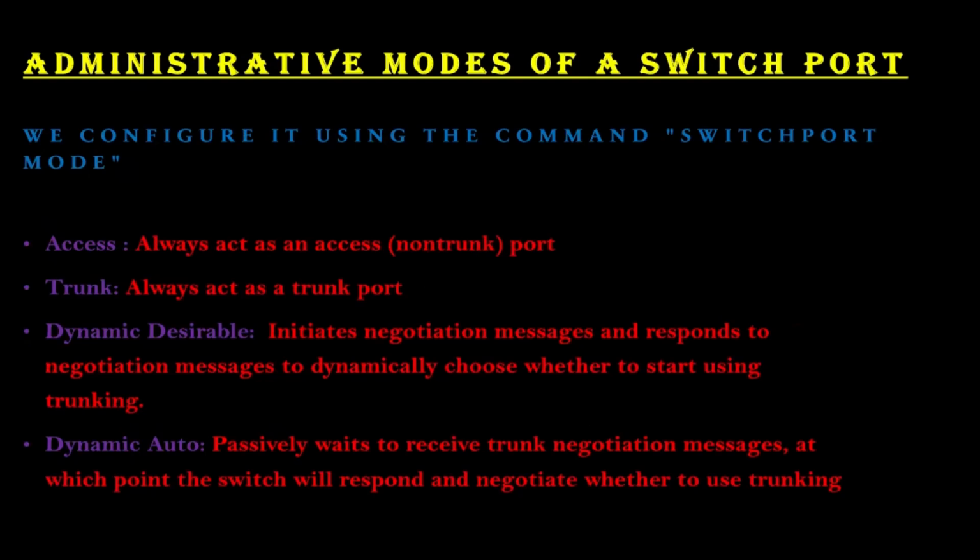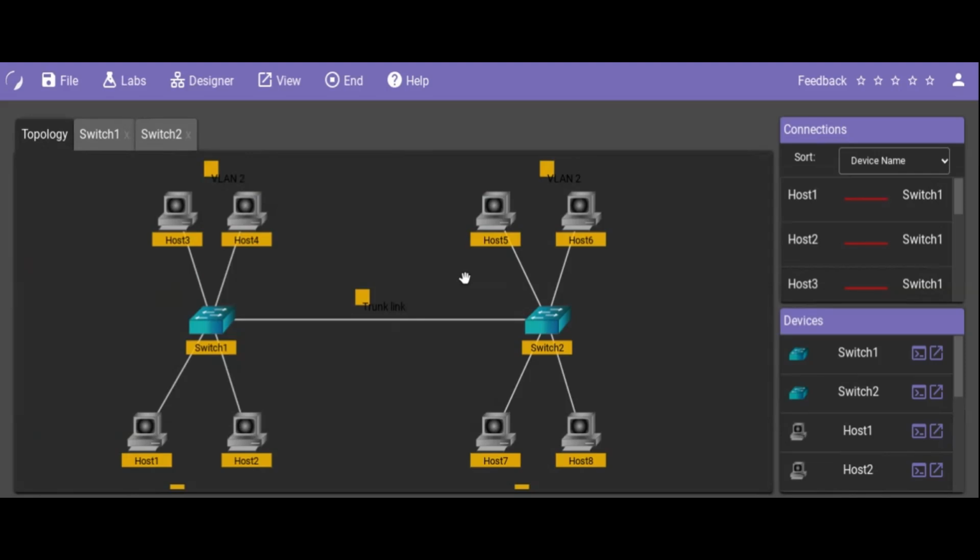Administrative modes of a switch port. We configure it using the command switchport mode. Access: always act as an access, non-trunk, port. Trunk: always act as a trunk port. Dynamic desirable: initiates negotiation messages and responds to negotiation messages to dynamically choose whether to start using trunking. Dynamic auto: passively waits to receive trunk negotiation messages, at which point the switch will respond and negotiate whether to use trunking.